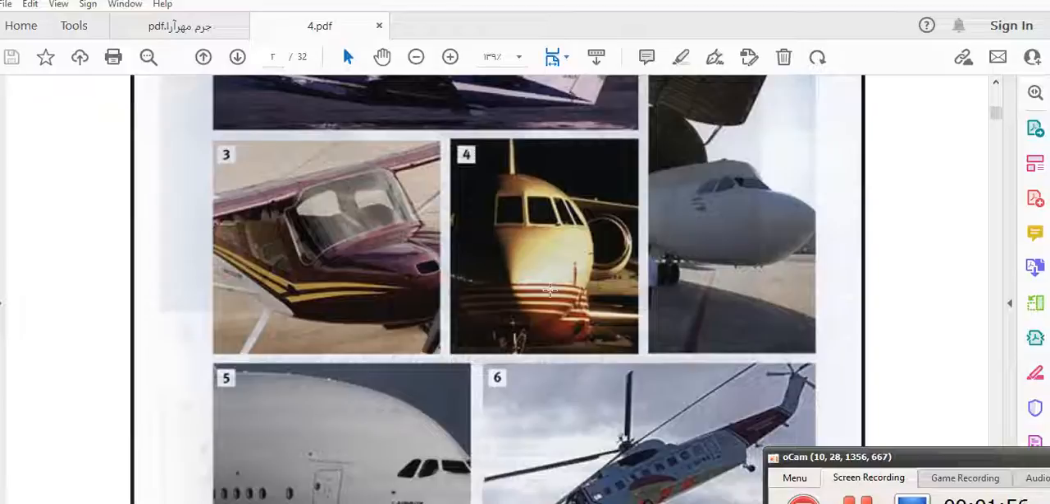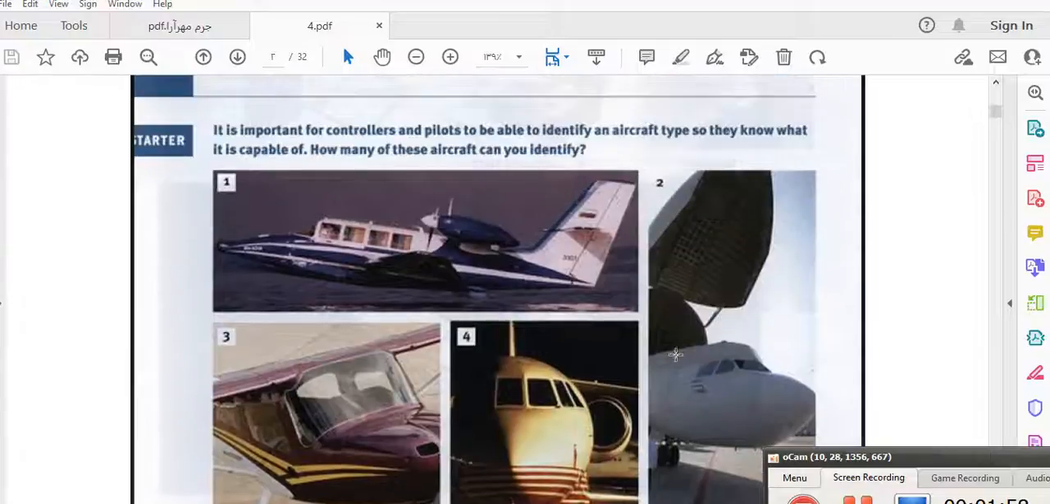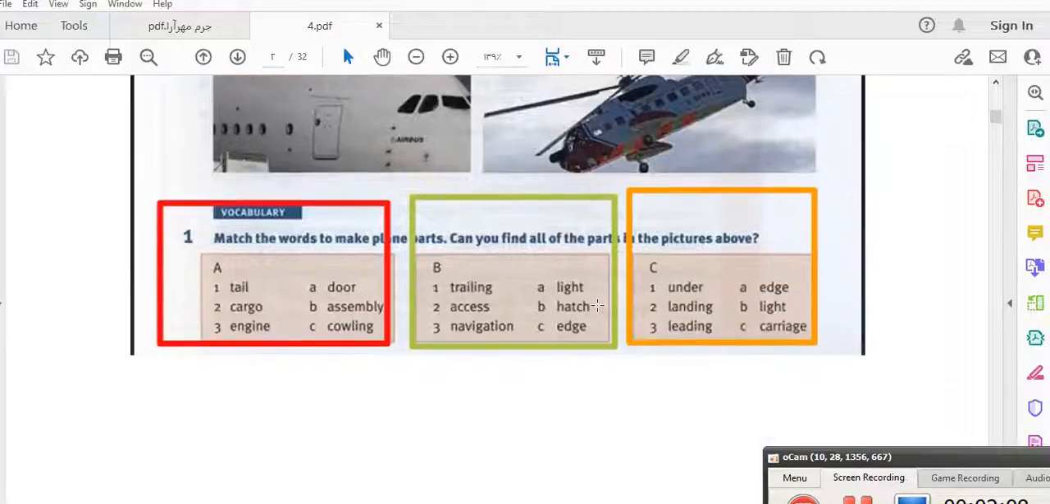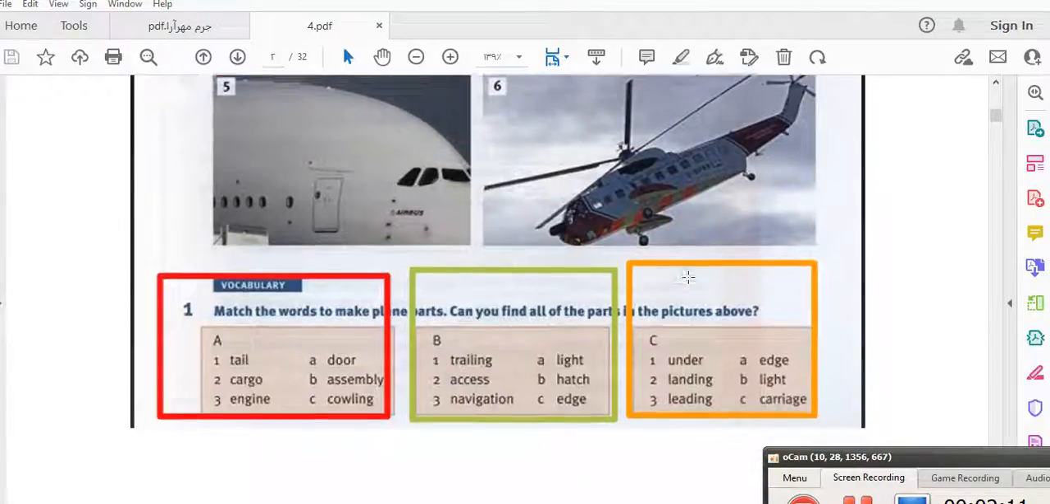Gulfstream executive jet. I told you that number 2 is a cargo aircraft, number 3 is a light aircraft, number 5 is an Airbus airliner, and number 6 is a helicopter. Read them, record your voice and send it to me.